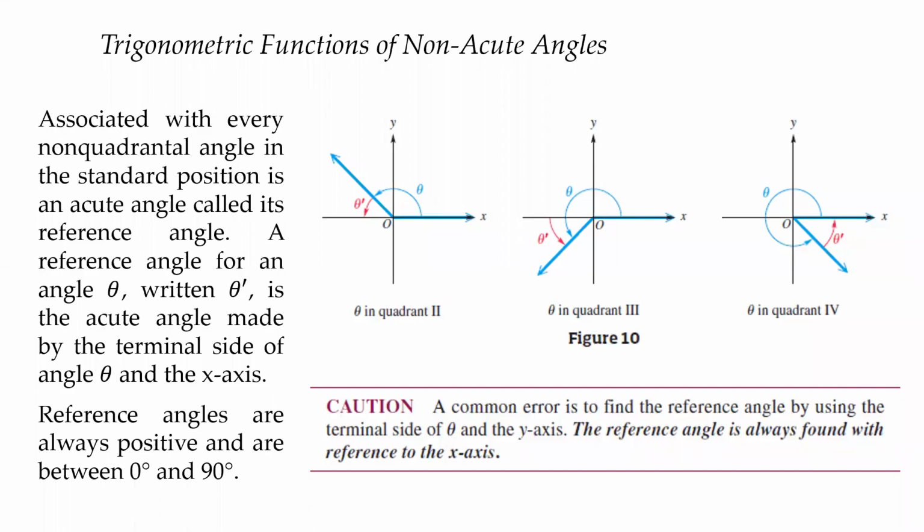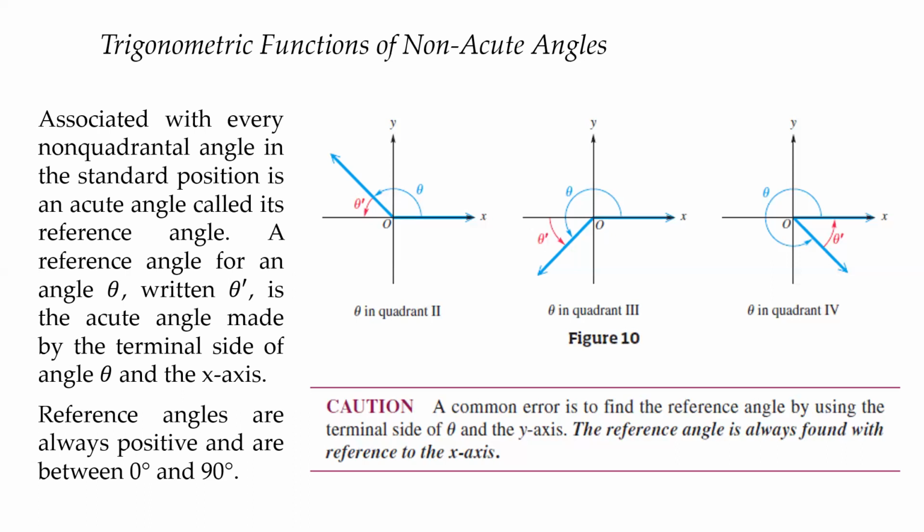Associated with every non-quadrantal angle in the standard position is an acute angle called its reference angle. A reference angle for an angle theta, written as theta prime, is the acute angle made by the terminal side of the angle theta and always the x-axis. Now, reference angles are always positive and are between 0 degrees and 90 degrees.